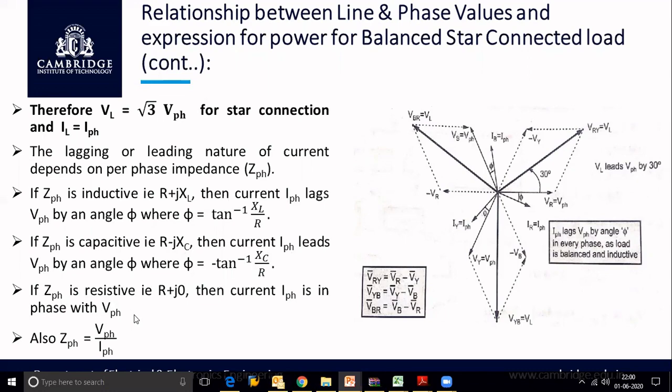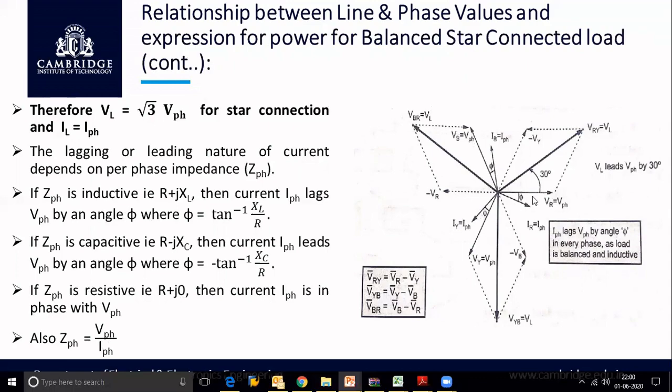Suppose the load is a resistive load, then it will have only the resistive part. The reactive part will be 0. Therefore, it is represented as R plus J0. And in this case, the phase current will be in phase with the phase voltage. And how to calculate this phase impedance? Z phase can be calculated as V phase by I phase.